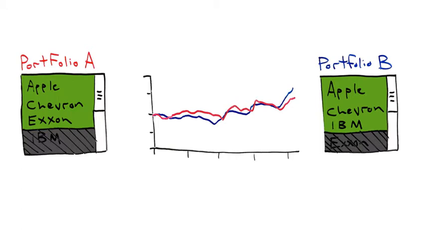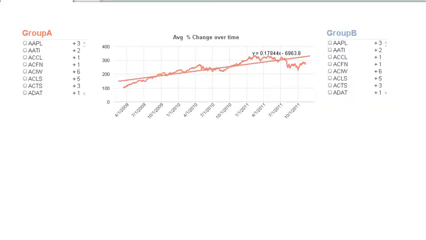Now let's try this in ClickView. So here we have two lists of investments. ClickView is currently charting the collective performance of all stocks in each group. So I'll select the top 4 for Group A. But for Group B, I'll just select Apple.